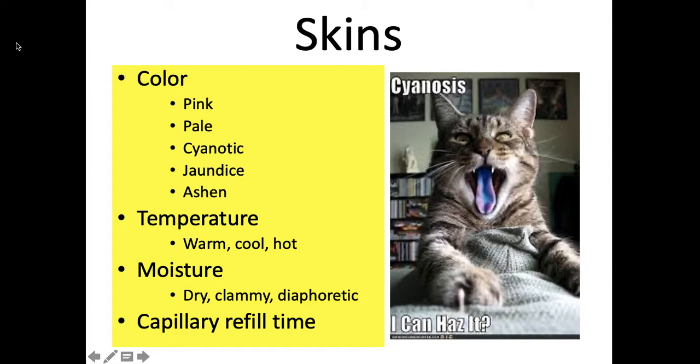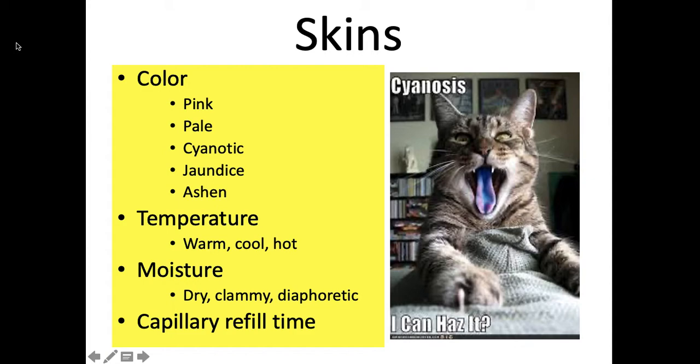Cyanosis, or being cyanotic. Now, cyan is a color of blue, and osis is an abnormal condition. So what cyanosis means is it's an abnormal blue color. Look at the cat right there, the blue tongue. Now again, we're all pink inside, so if you have a dark-skinned person, you might have to look in their mouth or under their eyelids or their nail beds to see cyanosis.